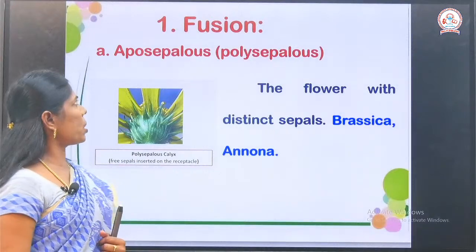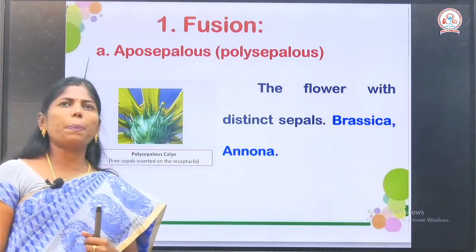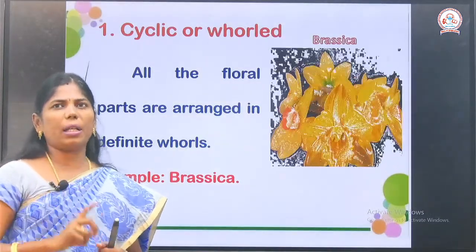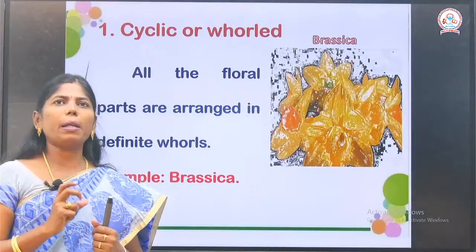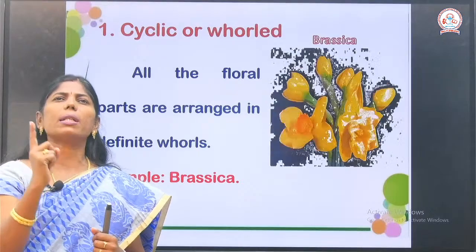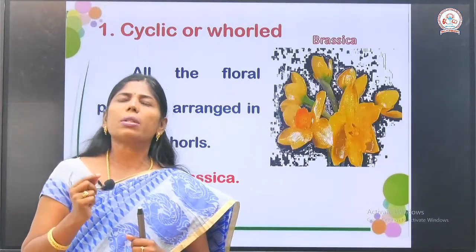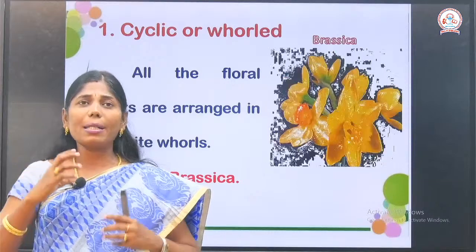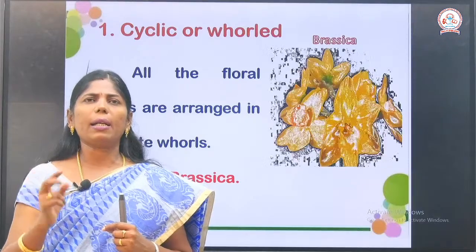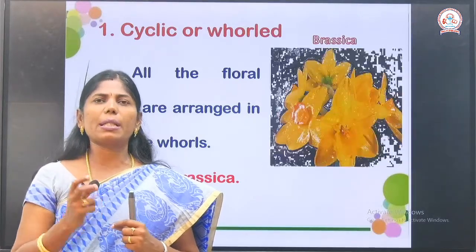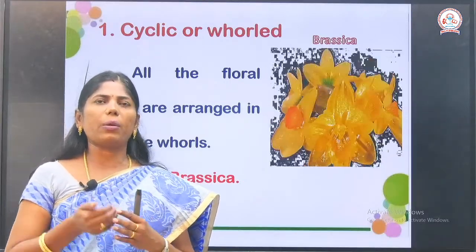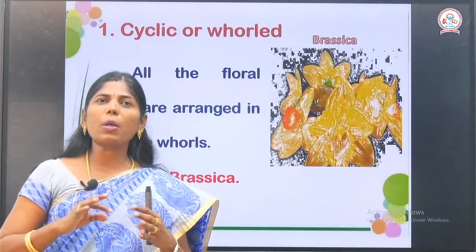So the next one is fusions. When we talk about arrangement, there is cyclic, and another one is spiral, which is not given in your book. Spiral means spirally arranged, not distinct whorls; it goes round and round. Some species have both cyclic and spiral arrangement: the first whorl is cyclic and the second whorl is spiral, that is spirocyclic. So it is divided into three: cyclic, acyclic, and spirocyclic.